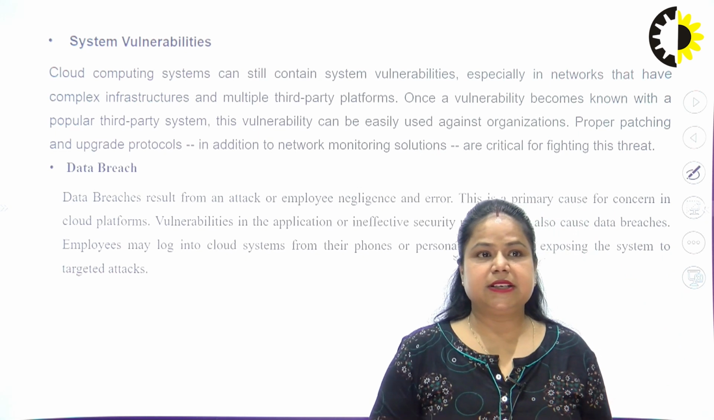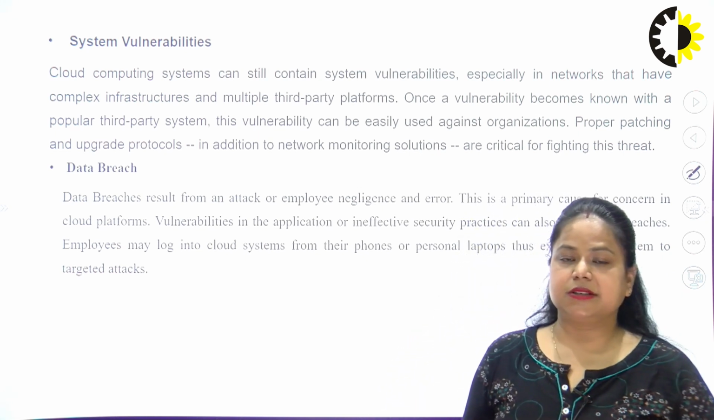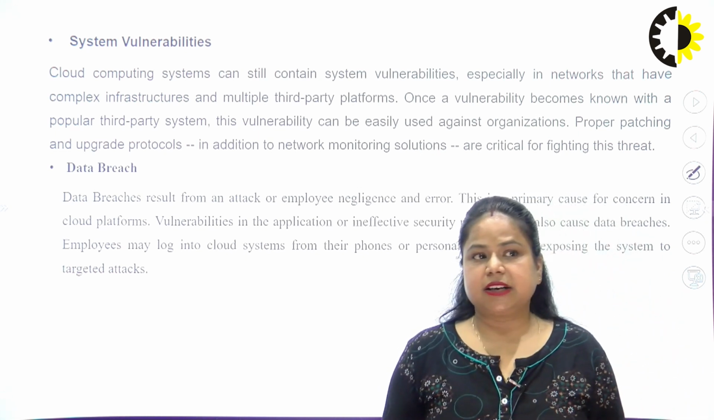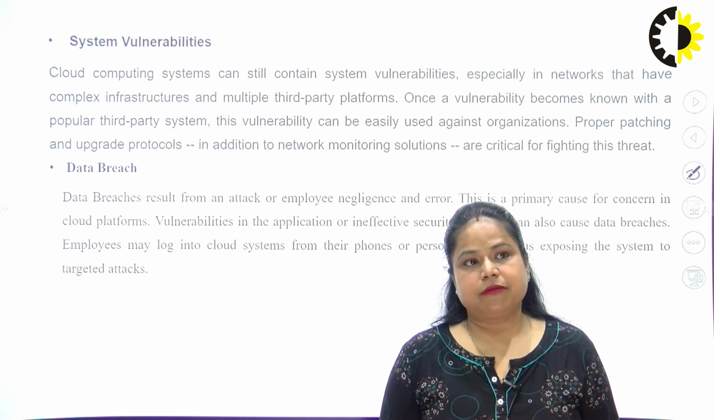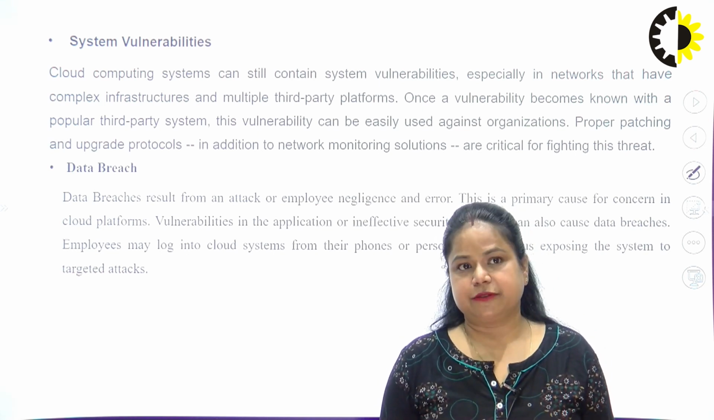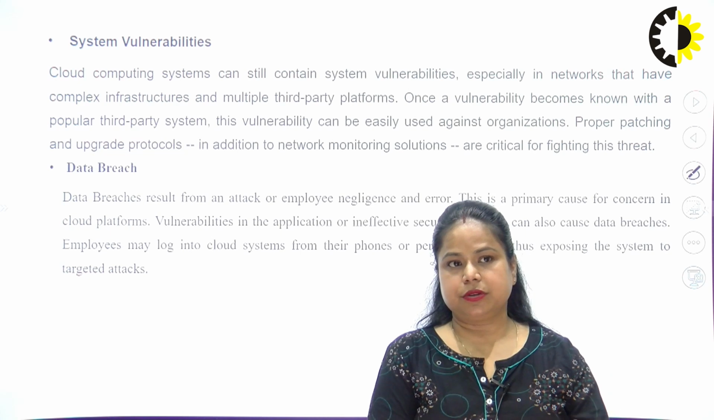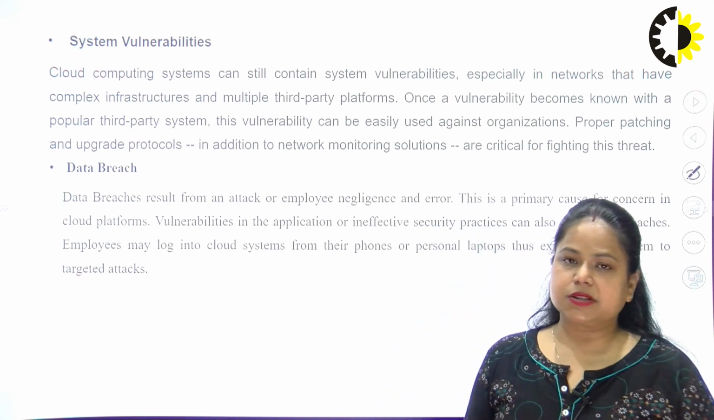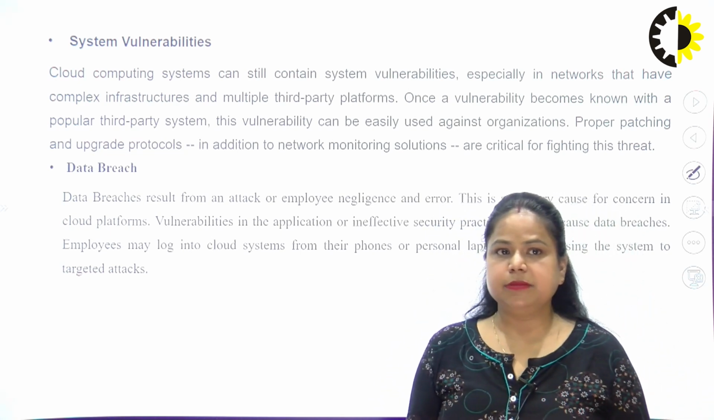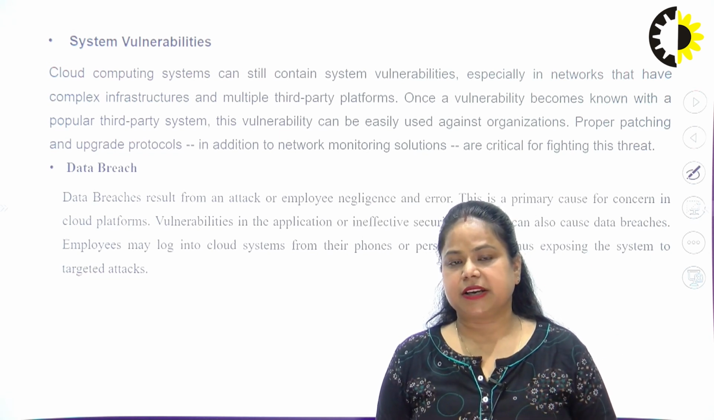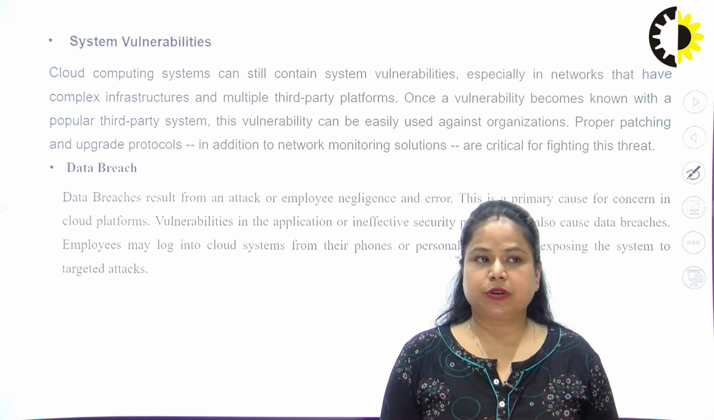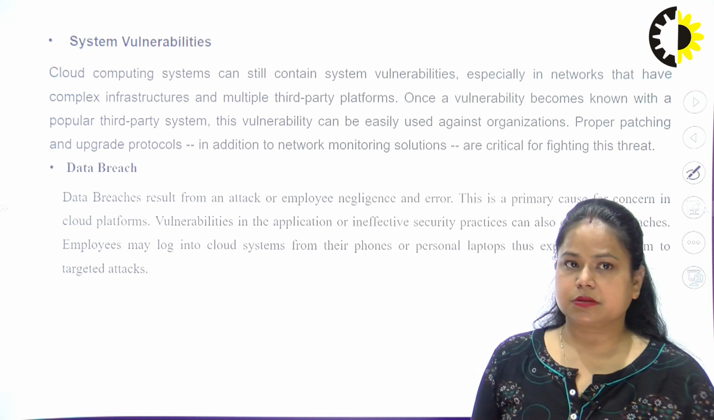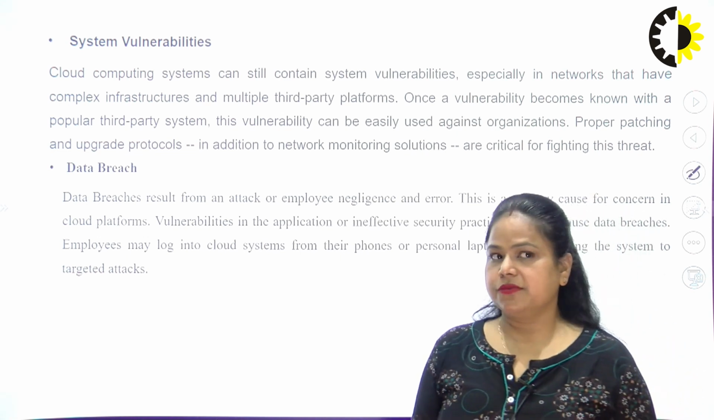System vulnerabilities basically arise especially in networks that have complex infrastructures, or when we have multiple third-party platforms, because we are more dependent on the third party. Once a vulnerability comes into the system, it can easily be used against the organization. They can protect by patching and upgrading their protocols, right? So this is a system vulnerability.